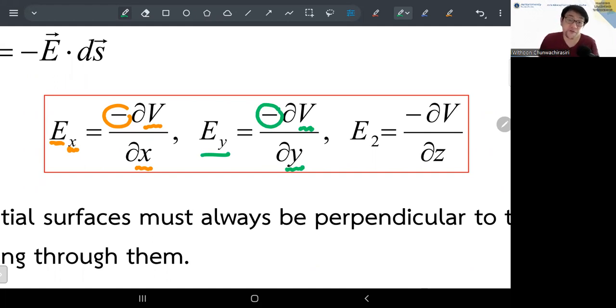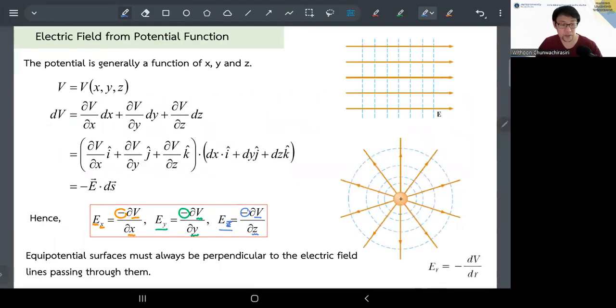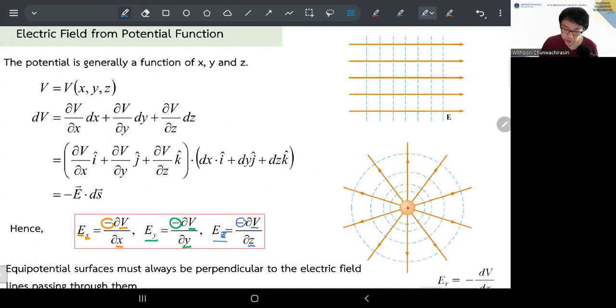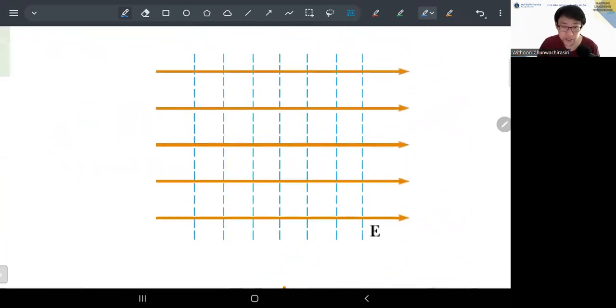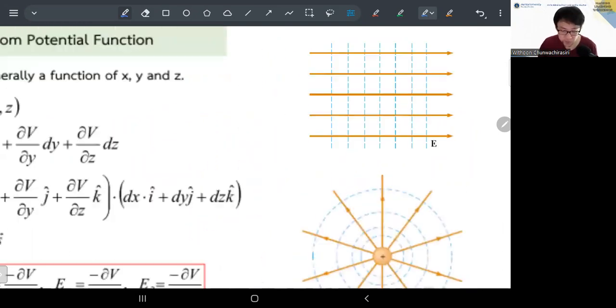And if you have a full three-dimensional potential function, you do the same with V: take the derivative with respect to z, slap in the negative sign. Oh, this is a typo here. It's supposed to be z. You get the z component of the electric field, and you are pretty much done. This is the conclusion on the right. By doing this operation, you automatically link the potential function and the electric field vector. This is so cool.